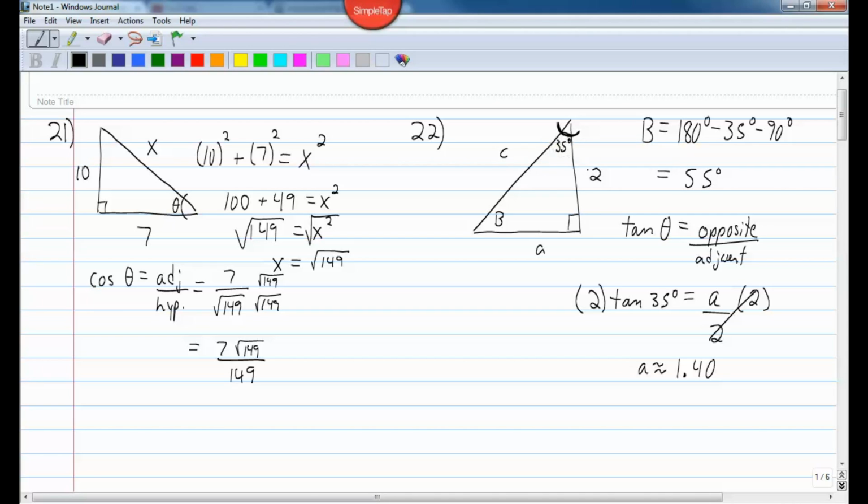From here, we have the adjacent side, and we want to know the hypotenuse. So we need the function that has adjacent and hypotenuse, and that's cosine. Remember, the cosine of theta is equal to the adjacent side over the hypotenuse. So the cosine of 35 degrees is equal to 2, the adjacent side, over c, the hypotenuse. Now to solve for this variable down here, I'm going to have to move some things around. First you want to multiply both sides of the equation by c.